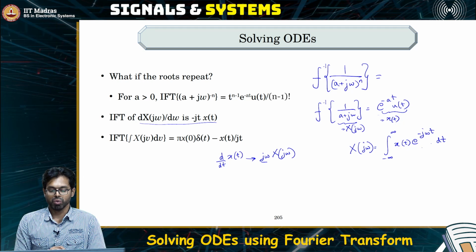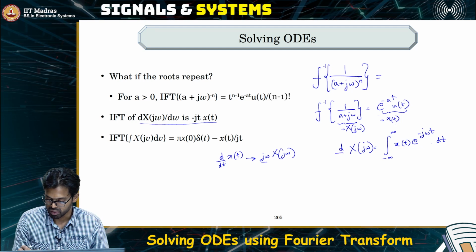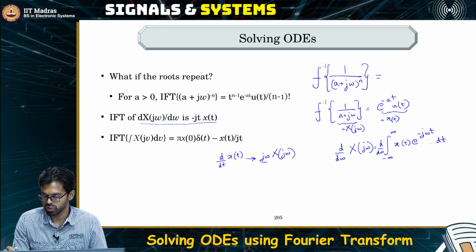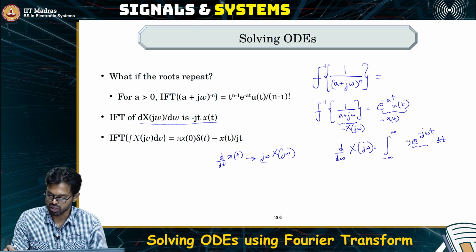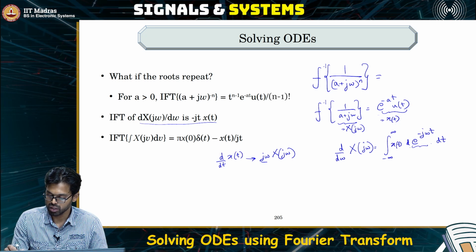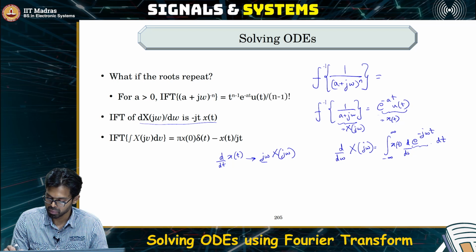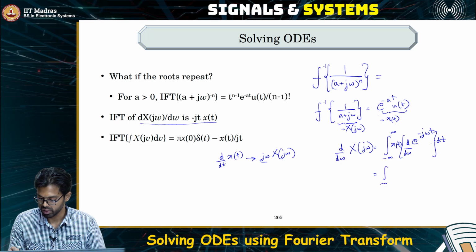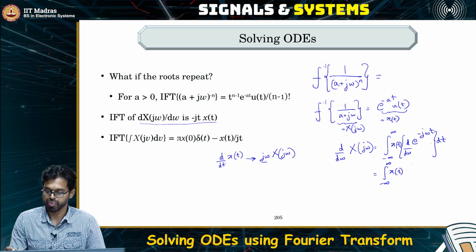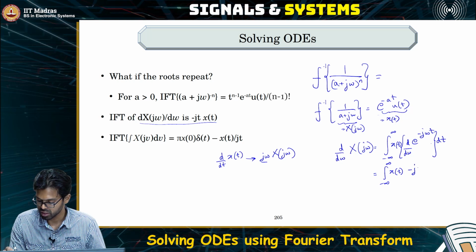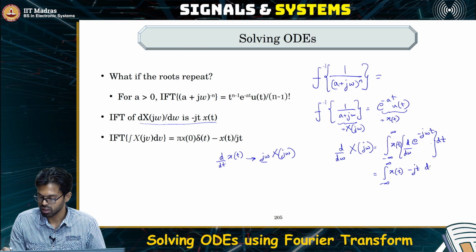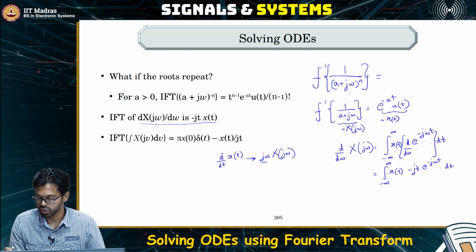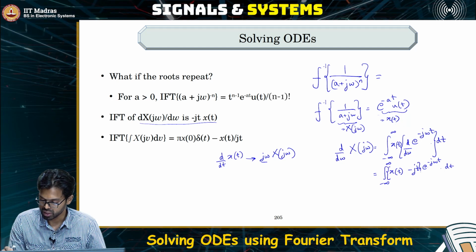Okay, fine. Now, if you want to take the derivative, apply d by d omega on both sides. The only term that is a function of omega here is this. So, essentially this is just x of t times d by d omega of e power minus j omega t. Now, what is this derivative? The derivative here is minus jt e power minus j omega t dt. So this is as good as taking the Fourier transform of this term.